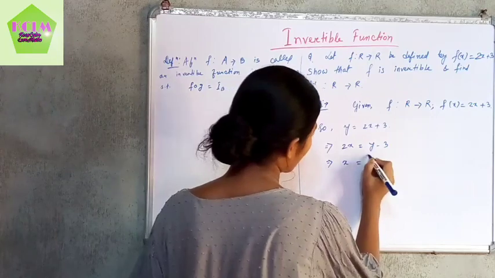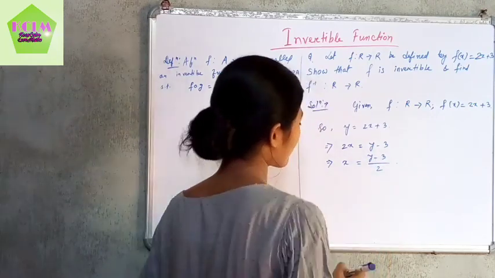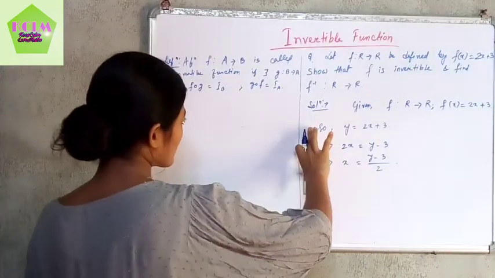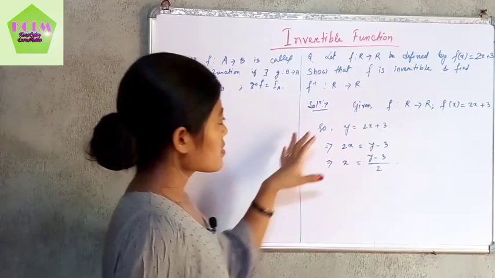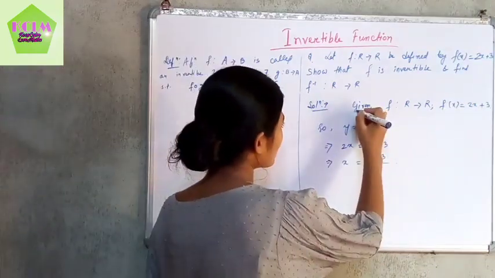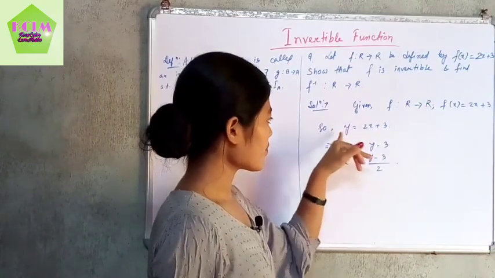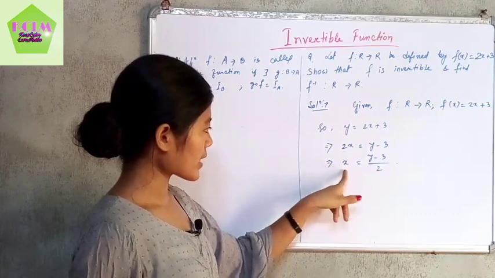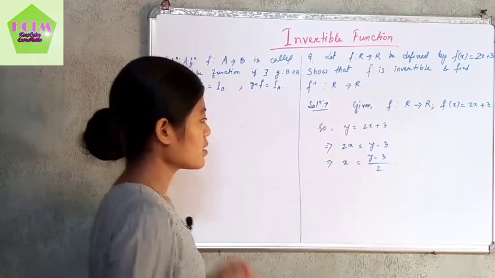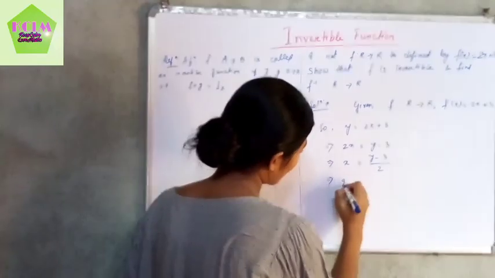Therefore x equals (y minus 3) divided by 2. So this is the first step to solve such questions. Since we have to find the other function, I express this x in terms of y. So here I got x equals (y minus 3) by 2. Can I write this x in terms of z of y?